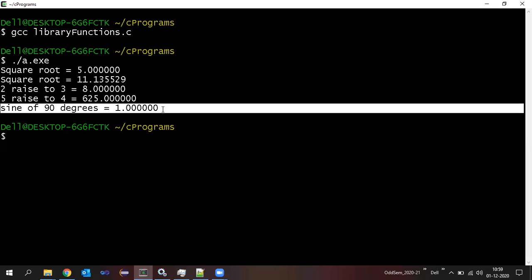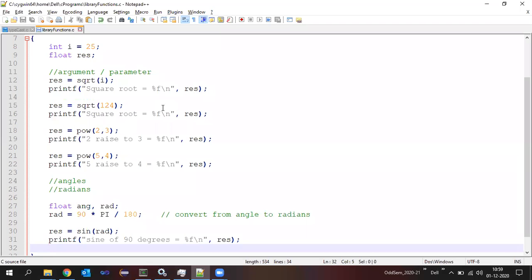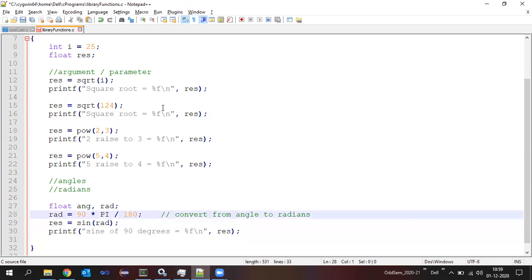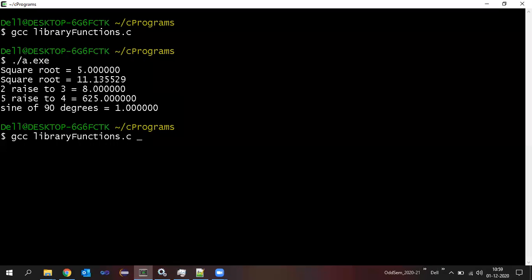Sine of 90 degrees is what? 1.00. Is sine 90 equal to 1? Is that correct? Yes, sir. Yes, right? Now, suppose you want to calculate some other angle. If I want to calculate the sine of 45, I will change the value here to 45. Similarly, I will mention it as sine of 45. Let us see what value we get here.